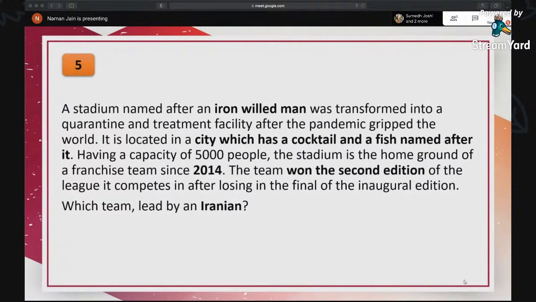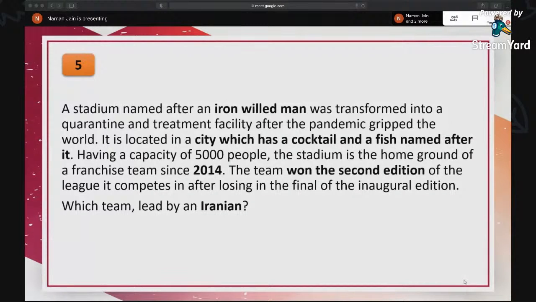There was another hint given by our quiz master, the question setter, but I have not included that because it is fairly Googleable. And franchise team, so think of what started in 2014. The team lost the final of the first edition and won the second edition, and it is captained by an Iranian. So Iran, think of the sport that the team is playing. 2014, some franchisee. So what started in 2014? Very famous, and it won the second edition after losing. So Iran, 2014, city, cocktail and fish.